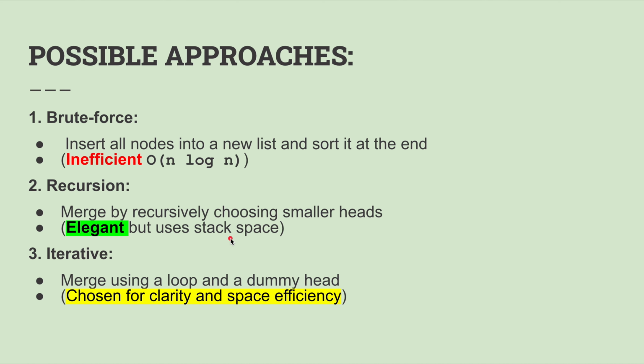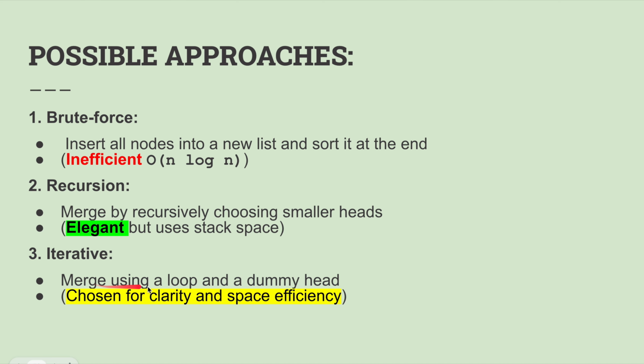So if it is using stack space, it means this is also not good. If we have a better one, right? So there is an approach that is called the iterative approach. In the iterative approach, we will use a dummy node and loop through both lists, always connecting the smaller node. Okay, this is simple, efficient, and will use constant extra space, right?